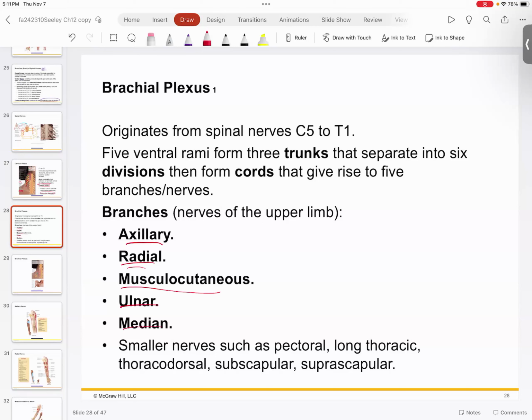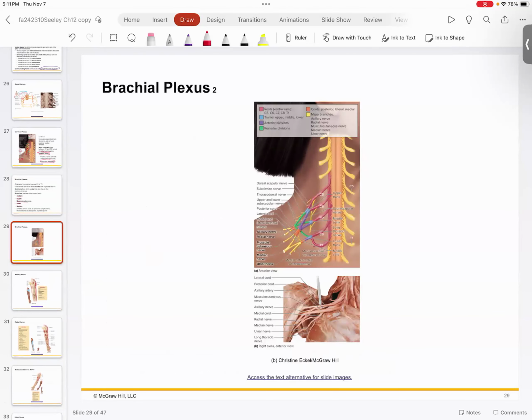By the way, these should probably sound familiar, right? Because these were all the ones we were looking at in the cat. In the cat, we were definitely emphasizing that brachial plexus group. There are smaller nerves, however; these are the main ones. The pectoral, long thoracic, and subscapular, which we saw. These are smaller nerves, but they are also part of the group. So this is what it looks like when you take a look at the brachial plexus.